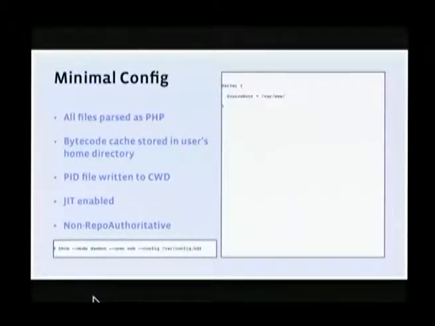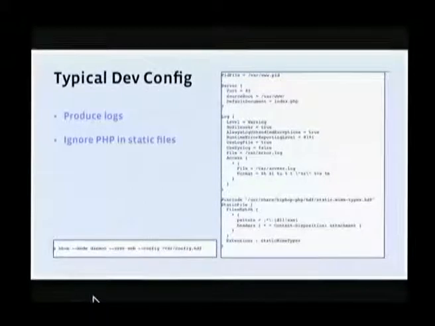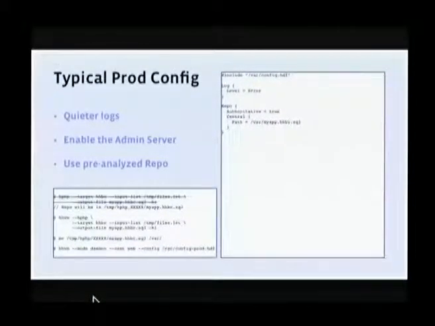This basic configuration is going to give you kind of a bad setup, though. It's going to put your PID file in a bad spot. It's going to put your bytecode cache in a bad spot. You don't want to do something this simple. This is more of a typical development configuration here. Hopefully this should all be pretty straightforward, obvious stuff. Production is not much different from development. You're just going to add a few extra configuration directives here. You're going to make sure that you're not logging all the warnings. You're going to switch into repo authoritative mode, where you're not going to interpret the file every single time.